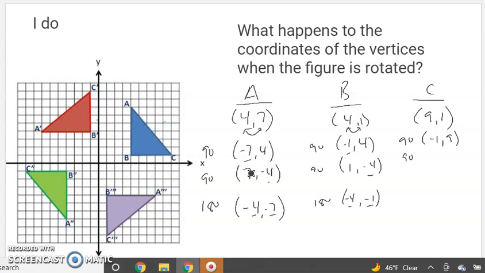Switch, one of them changes signs. And this one's at -9, -1. Oh, that's the 180, I'm sorry. This one's at 1, -9. And then the one, so again, switch positions, one switches signs. And then the 180 is at -9, -1. No changing of positions, but they both change signs. So I want to point that out.